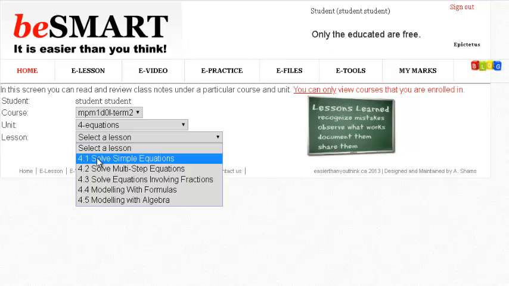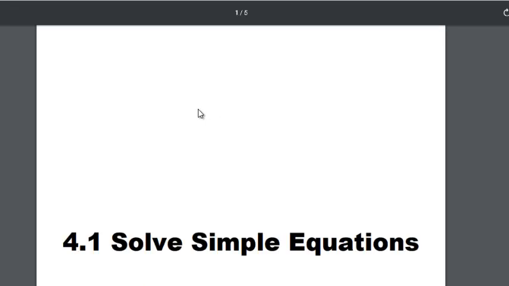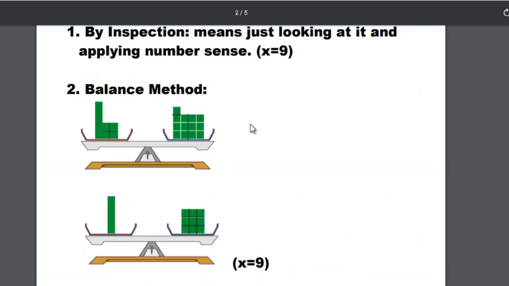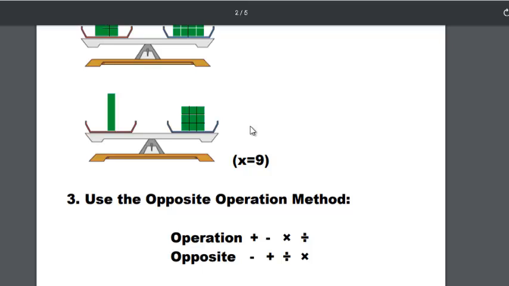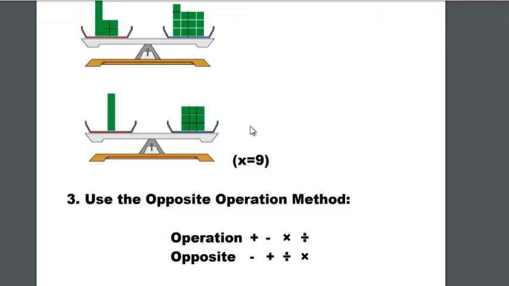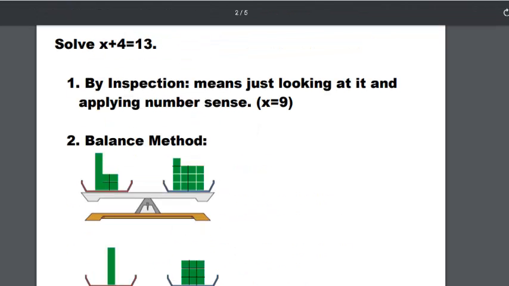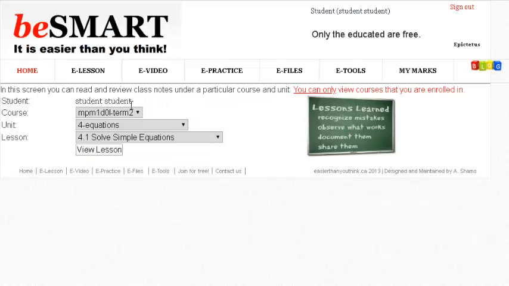Let's say we want to read about solve simple equation 4.1. You click on this one and then you say view lesson. The lesson is going to be shown as a PDF file. You can print it or you can read the lesson. Now, this is about the lessons. The other one is about the videos.